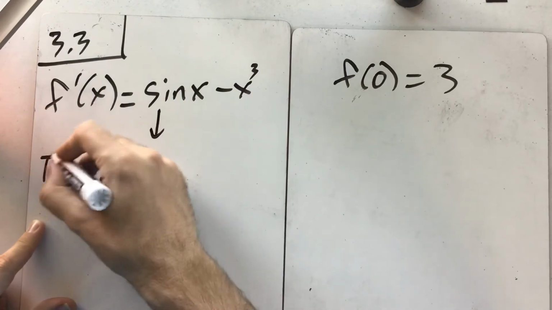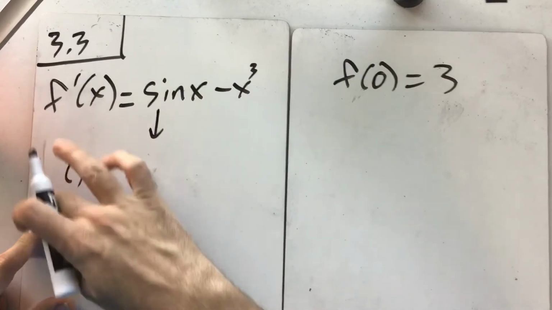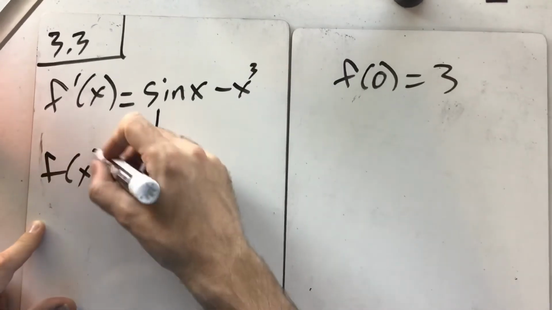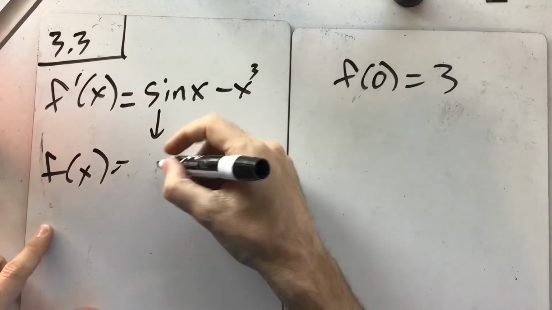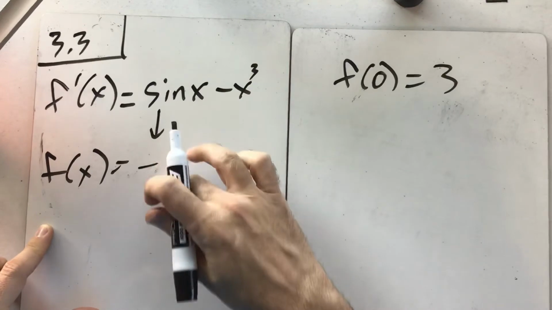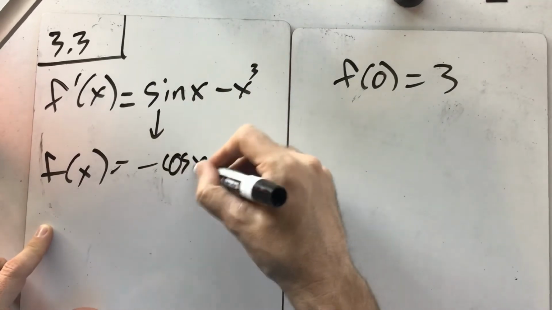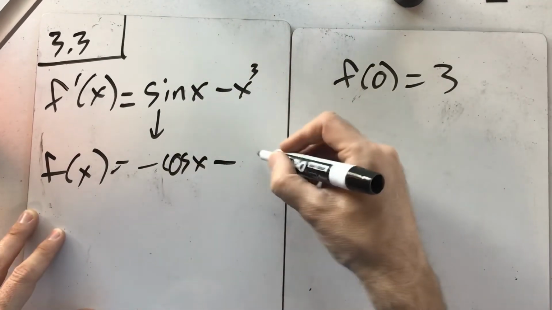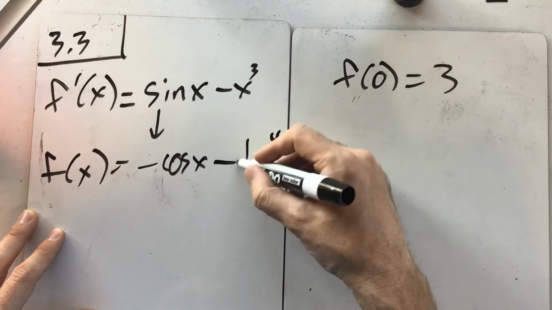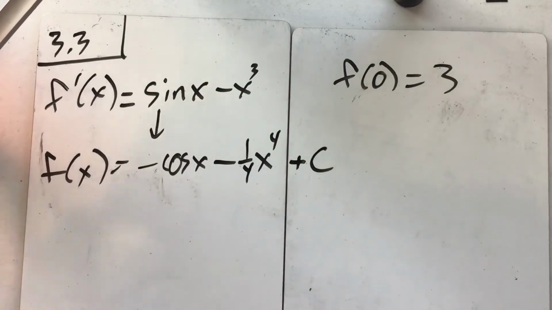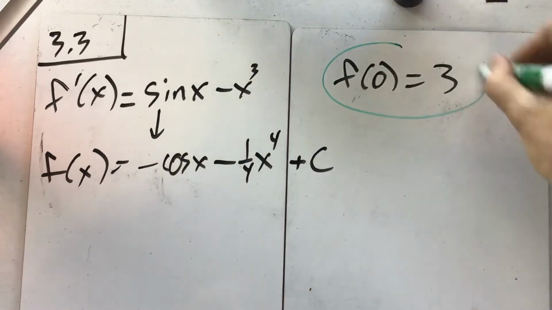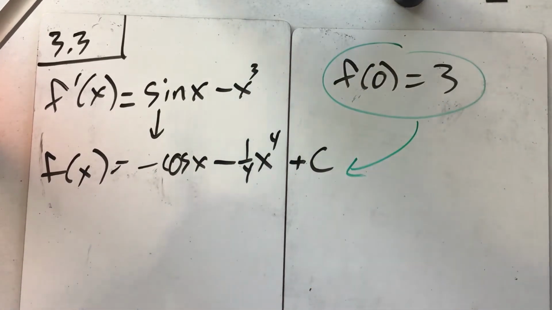Let's find our antiderivative. We're ready right now, we can just say f of x, because this has a prime on it. So the antiderivative of sine is negative cosine, like we did just a moment ago. And x cubed is going to be x to the fourth, and we'll have a 1/4, and we'll do plus c. But now what I'm going to do is I'm going to take this part, and I'm going to plug it in to see what happens.